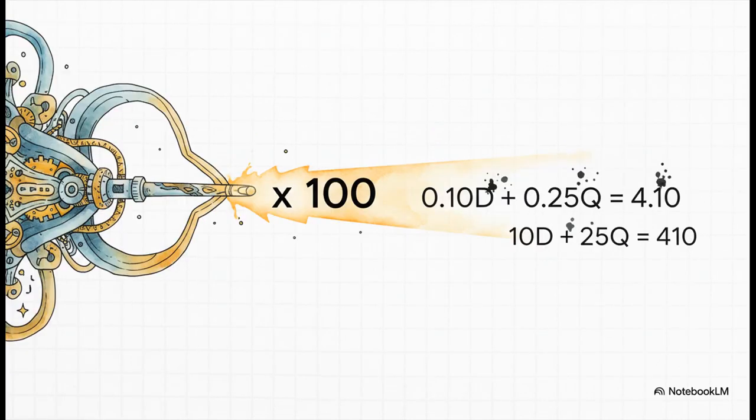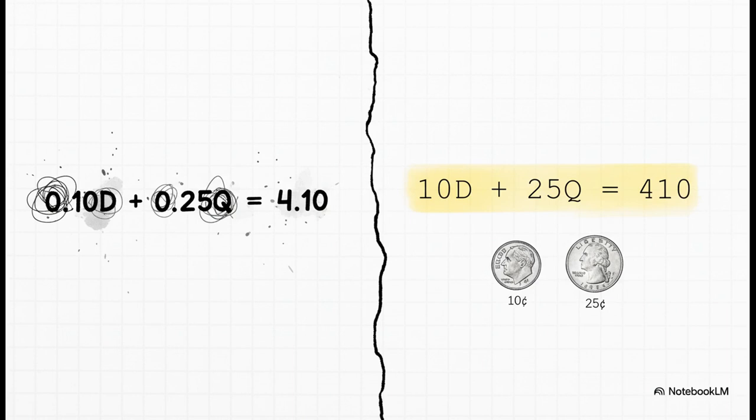Here's the hack, and it's a game changer. Just multiply that entire value equation by 100. As long as you do it to every single piece on both sides, the equation stays perfectly balanced. But all those annoying decimals just disappear. And look what we get.